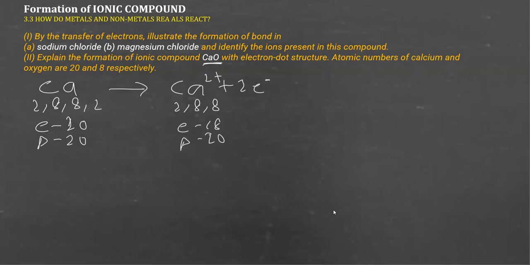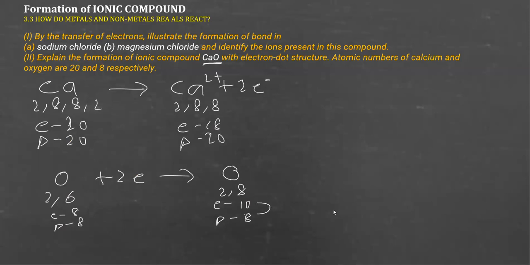Now next is oxygen. Oxygen, whose atomic number is 8, so the configuration is 2, 6. It's gaining 2 electrons. All right, so after gaining 2 electrons, oxygen will have the new configuration as 2, 8. The number of electrons was 8, protons was also 8. After gaining 2 electrons, its new number of electrons is 10, but the number of protons is 8 only. We can clearly see it has 2 more electrons than the number of protons. It will carry 2 units of negative charge.